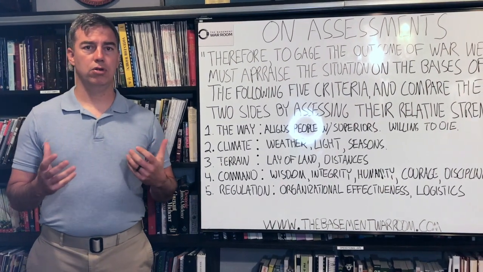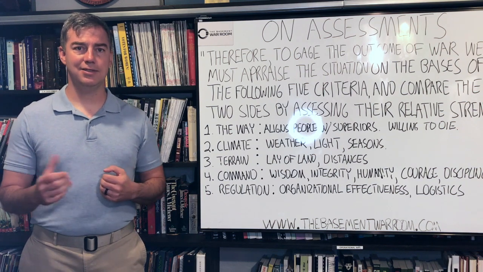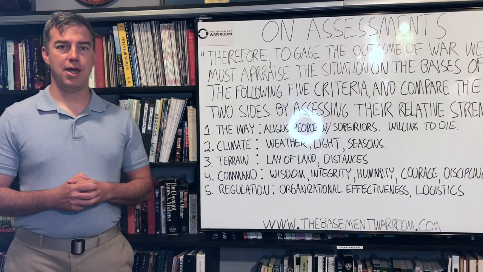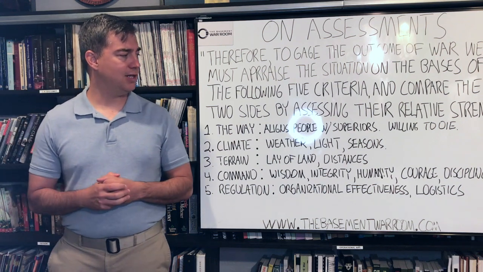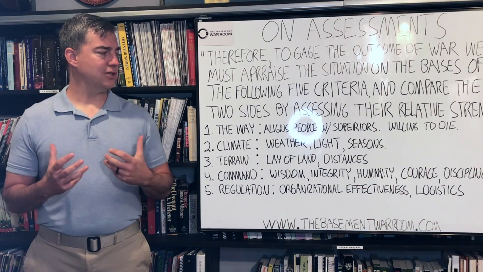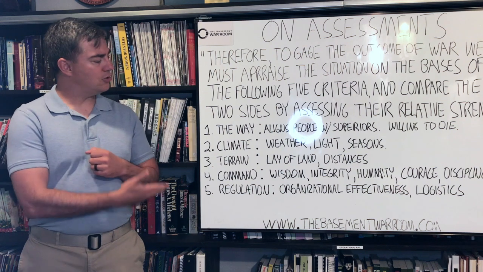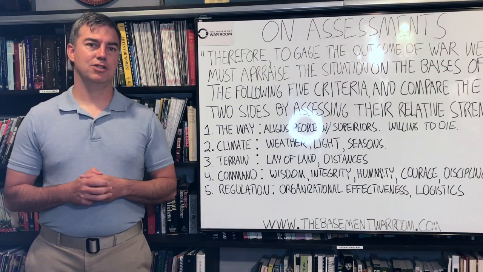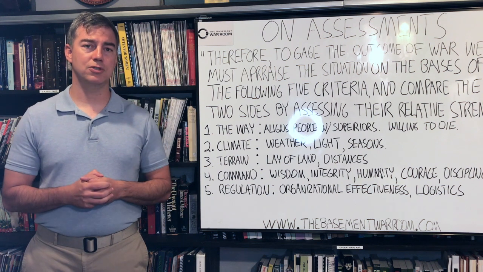Climate: weather, light, the seasons. Terrain: lay of the land, distances. Command: the qualities in the commander of wisdom, integrity, humanity, courage, discipline. And regulation: organizational effectiveness, logistics, the chain of command. So these are Sun Tzu's 5 criteria to assess 2 opposing forces.